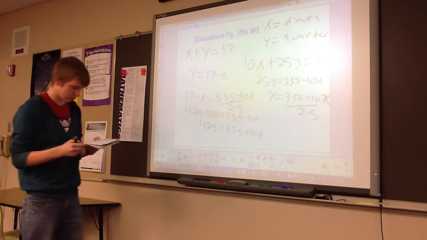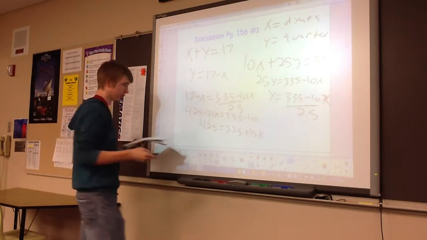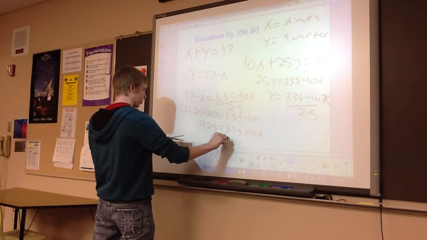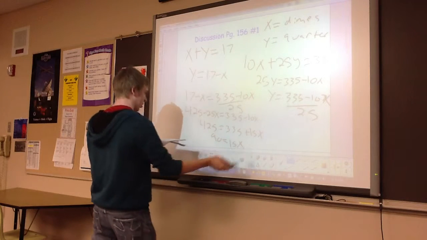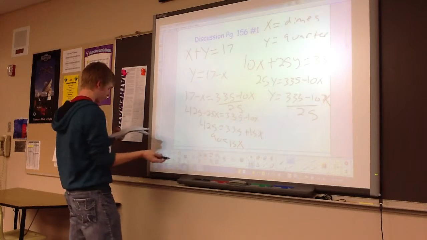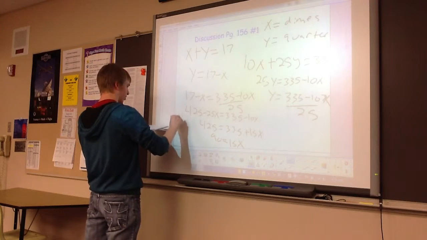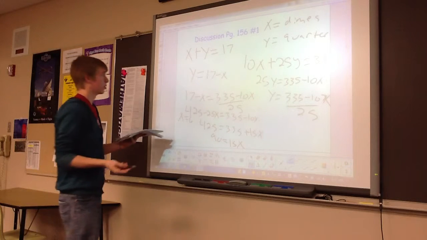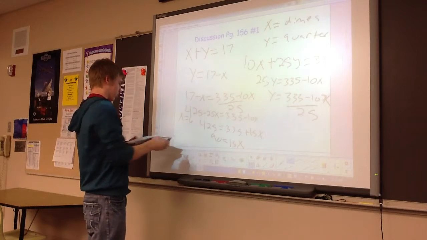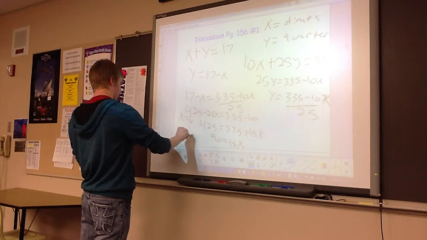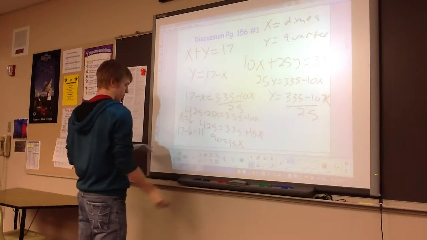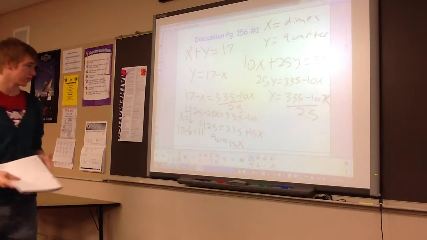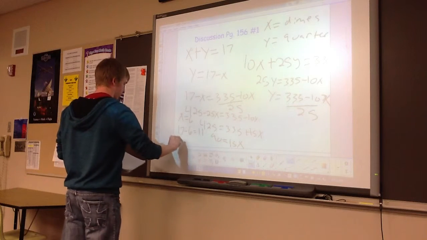Then you subtract 335 from both sides, so you get 90 equals 15x. Divide both sides by 15, and you get x equals 6. So 6 dimes. And then 17 minus 6 equals 11 quarters. 6 dimes and 11 quarters. Questions?